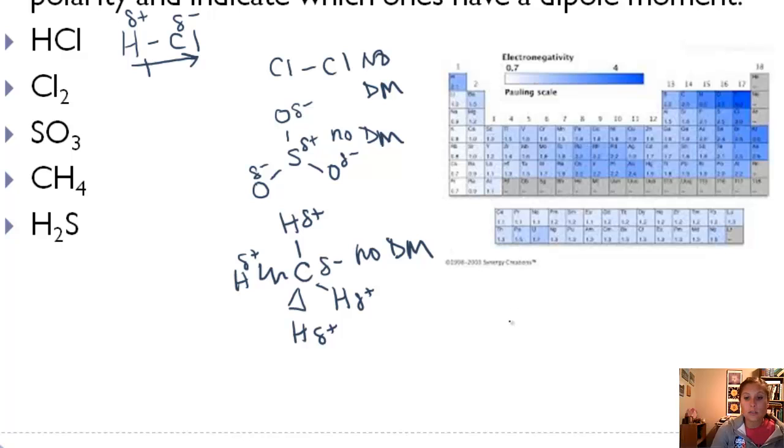Alright, let's look at our last one, which is H2S. So we have sulfur, hydrogen, hydrogen, lone pair. Sulfur is more electronegative, and so we have a pull. Now here is where we have some polar bonds, but they aren't going to cancel because of the orientation, and so we do have a dipole moment in this case.